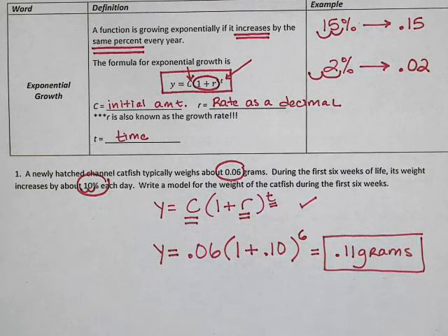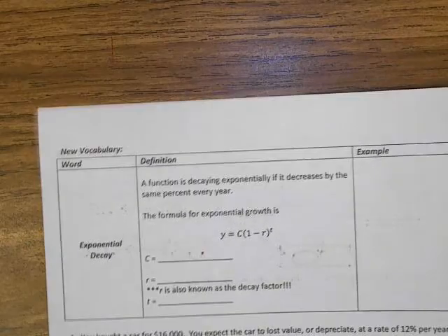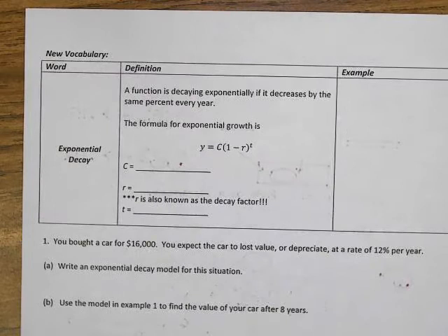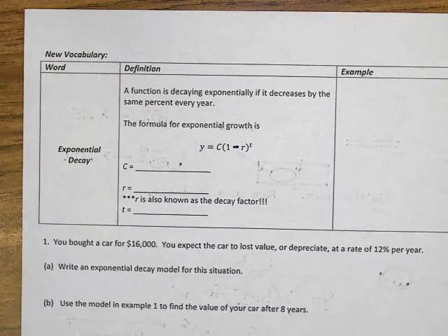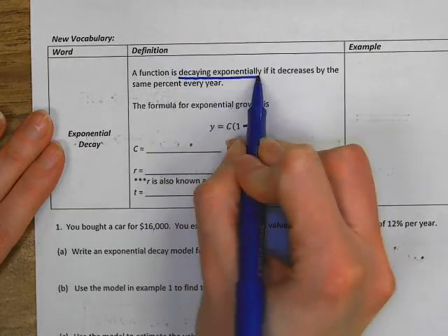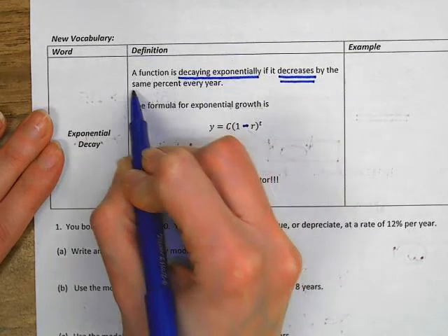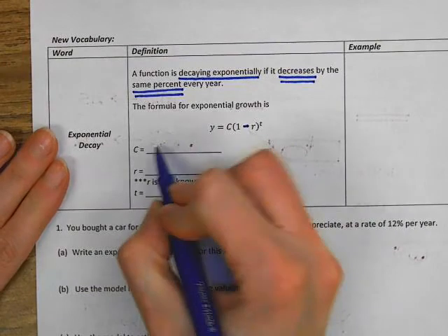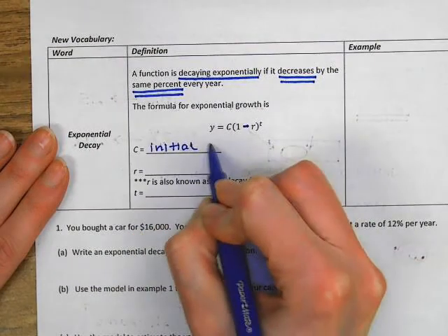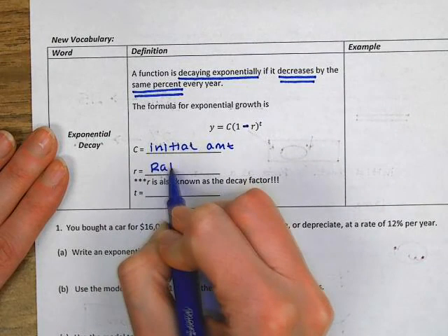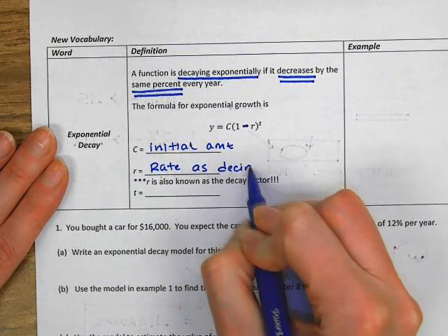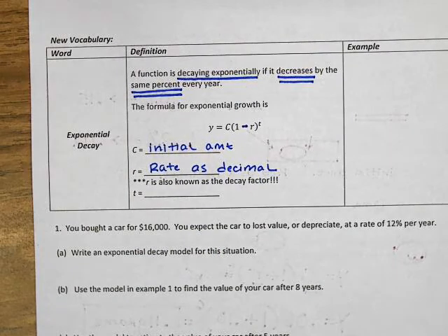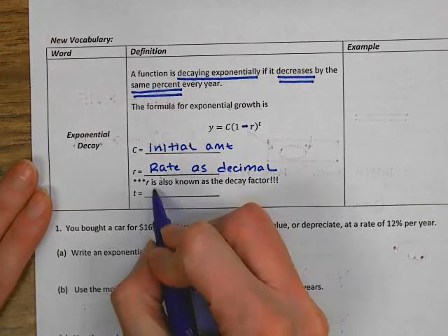Now, if you guys flip it over, we're going to do the same thing but exponential decay. And the good news is, same exact formula, except now there's a minus instead. So super easy. A function is decaying exponentially if it is decreasing by the same percent every time frame. C is still the initial amount. R is still the rate, but always as a decimal. And in this one, R is called the decay factor, and T is still the time.